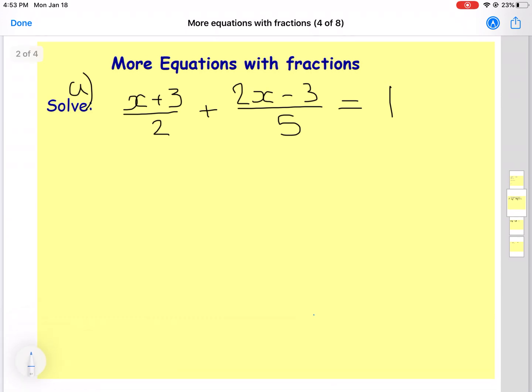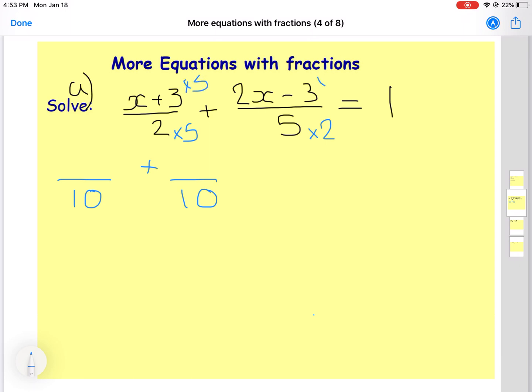So, when we see equations like this, we want to try and create one whole fraction on the left-hand side. The way to do that is to make sure that we have a common denominator. That way we can add these fractions together. So the common denominator here is going to be 10, okay? Both 5 and 2 can go into 10.